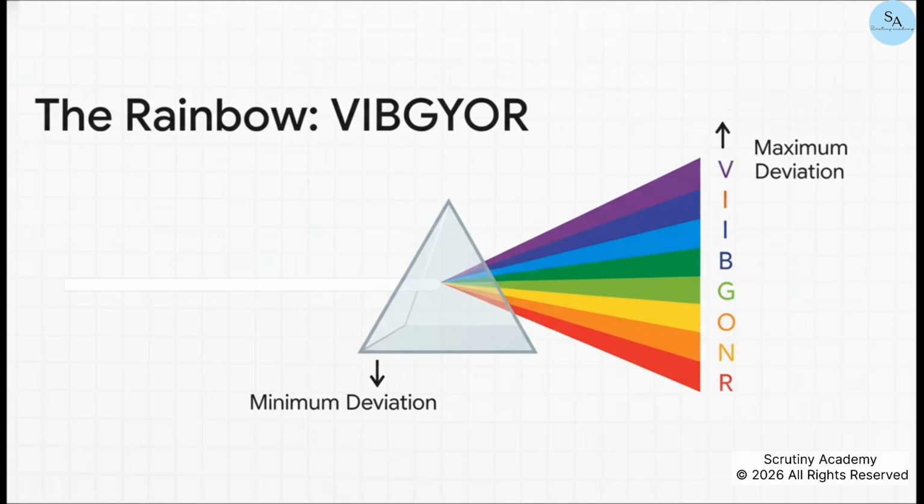But here's the exam critical part. You have to know which one bends the most. Violet light bends the most, while red light bends the least. Just remember that. Violet bends the most, red bends the least.